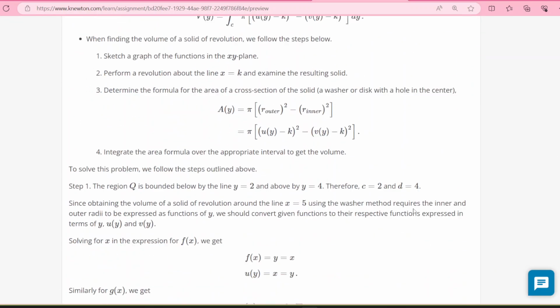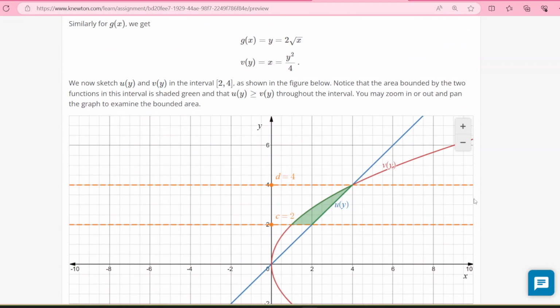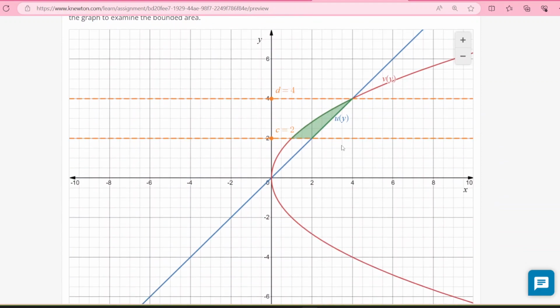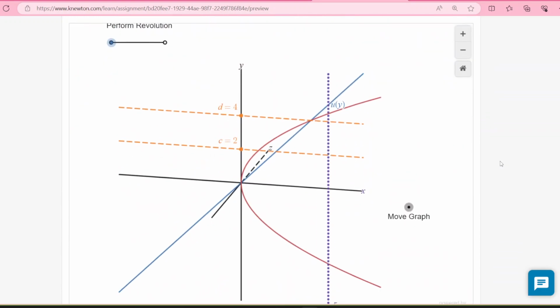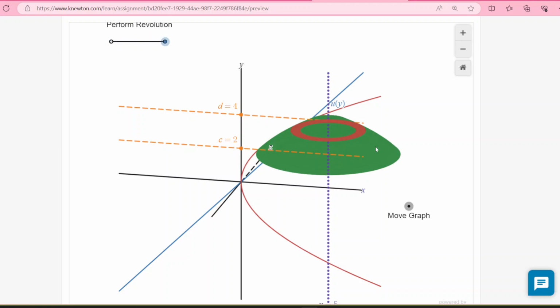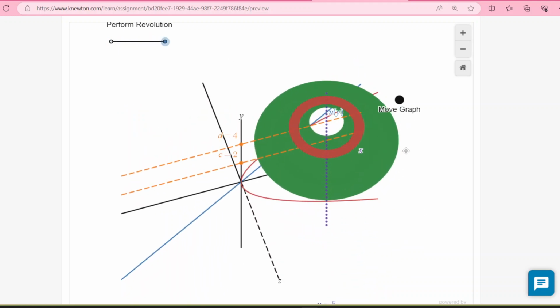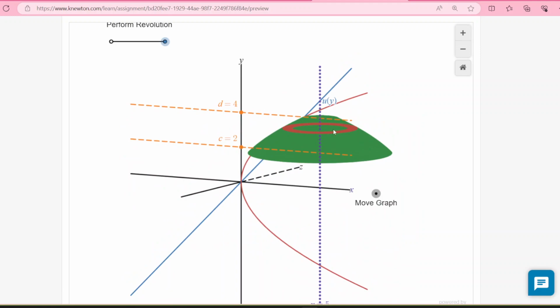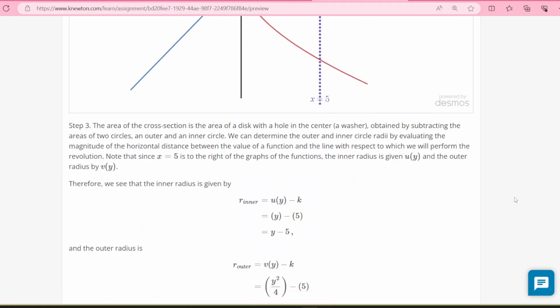Wonderful. And again, they probably show you a picture of the region, and then what happens when we rotate this region around x equals 5. So the purple dotted line here is x equals 5. See the rotation around that? You get this 3D shape here with the hole in it. And it'll be a three-dimensional figure, and we found the volume.